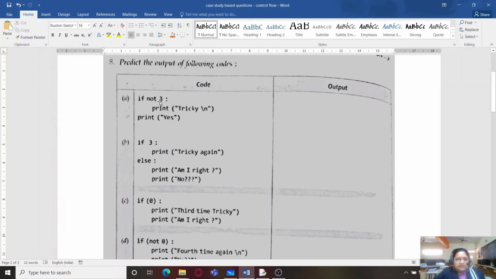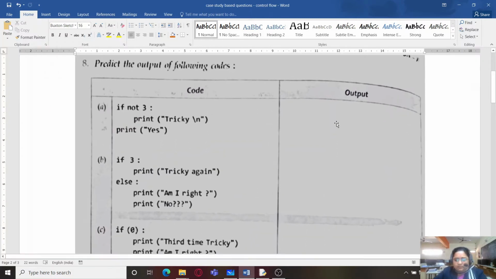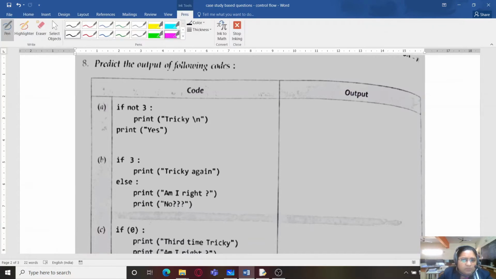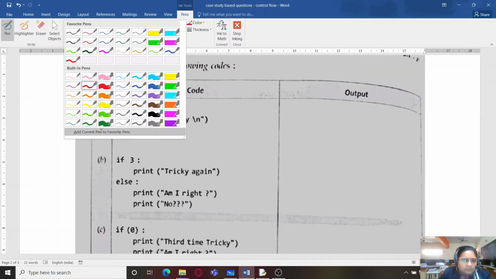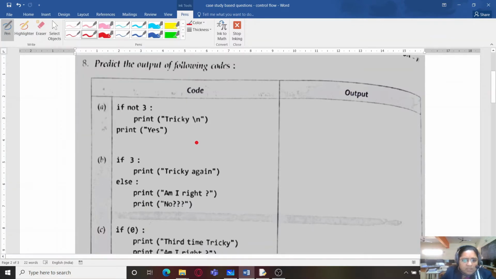So the first one is, if not 3, print tricky, else print yes. So let's check this out. As you can see, this print tricky is a part of the if. It's enclosed within the if. So this would be executed only when this if condition is true.